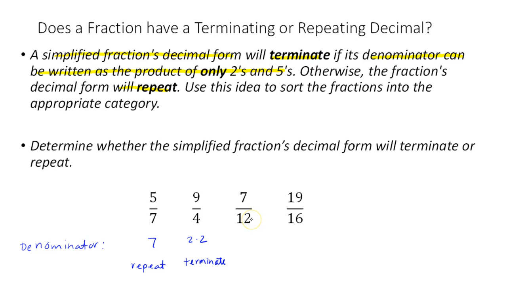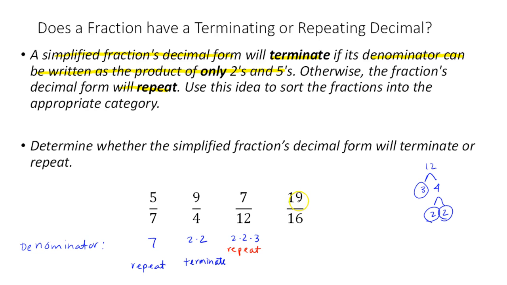We have 7/12, so the denominator is 12. Let's just make a quick factor tree. 12 is 3 times 4. 3 is prime. 4 is 2 times 2. So 12 is 2 times 2 times 3. Well, it does have 2 factors of 2, but it also has a factor of 3. And that factor of 3 means that this decimal expansion will repeat.